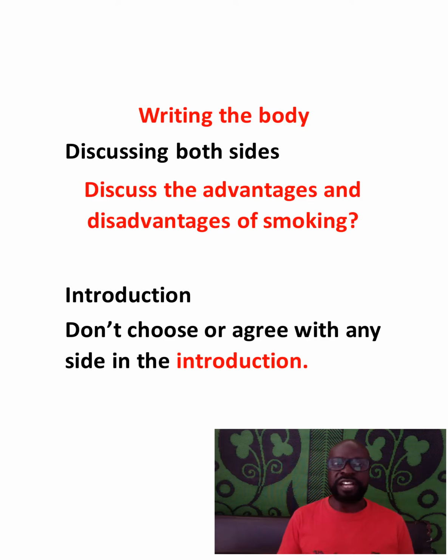A topic of discussion usually has 2 sides. For example, discuss the advantages and disadvantages of smoking. It means you must give the 2. The first side is for advantages. The second side is for disadvantages.